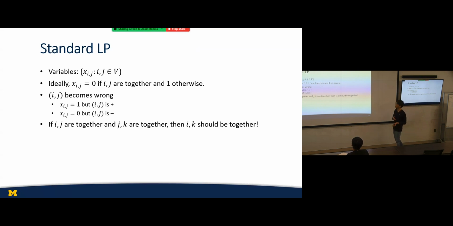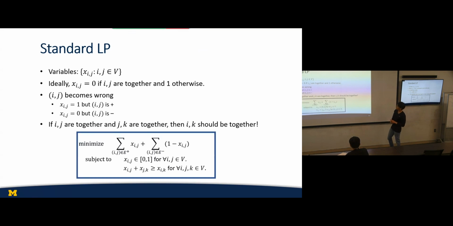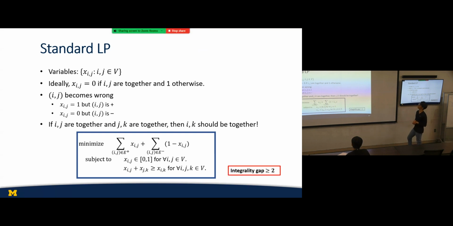because if ij are together and jk are together, then ik must be together as well. Based on this, there is a very simple LP relaxation. The objective function is a summation over all the plus edges of xij, plus a summation over all the minus edges of 1 minus xij, according to that observation. And x just needs to be a metric with values between 0 and 1. That LP has an integrality gap of 2. So that's the standard LP, and then we go beyond this.